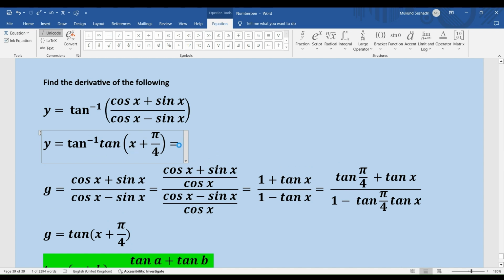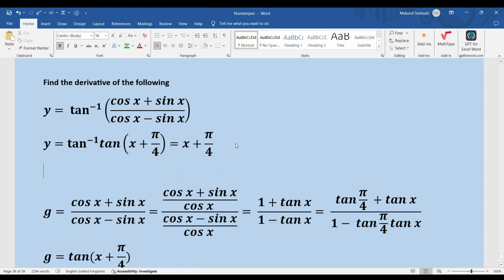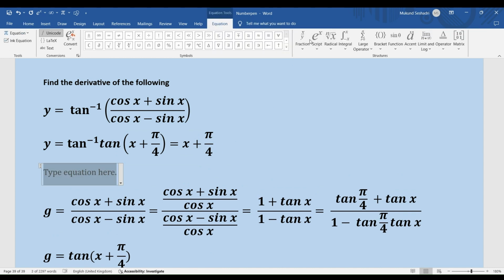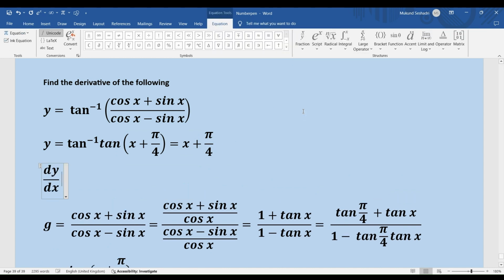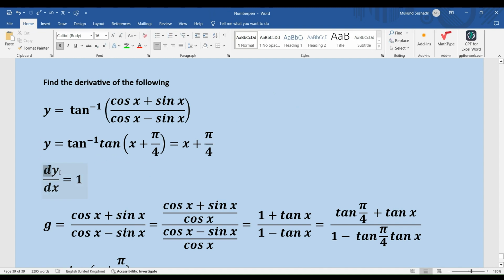So now you see my y is nothing but a very simple expression, x plus pi by 4, and therefore my dy by dx equals 1 plus d by dx of pi by 4, which is 0, right? So my dy by dx equals 1. So that's how we go about solving this particular problem.